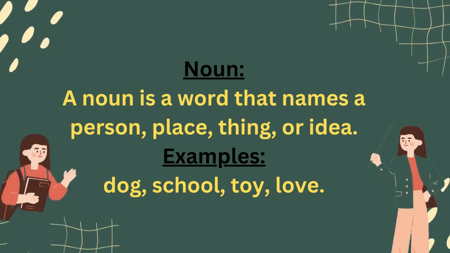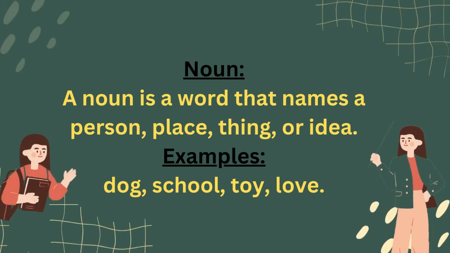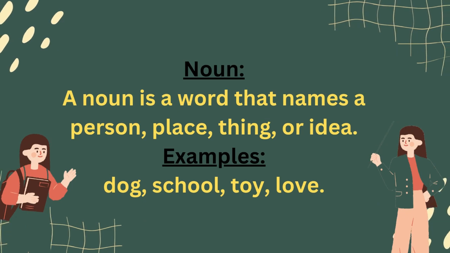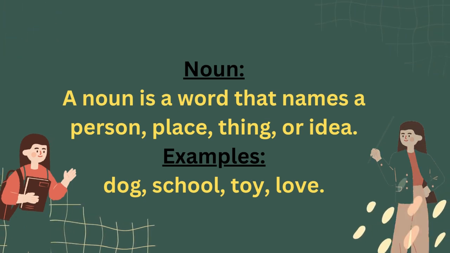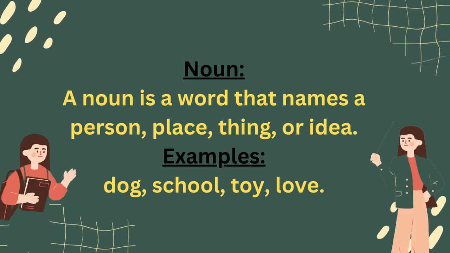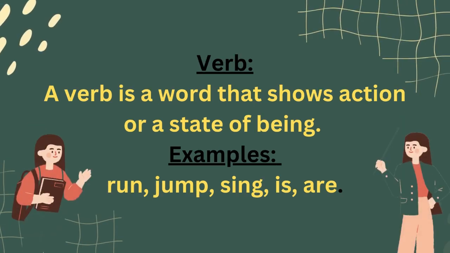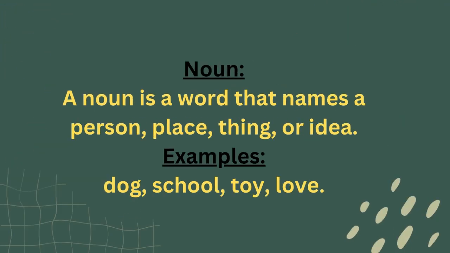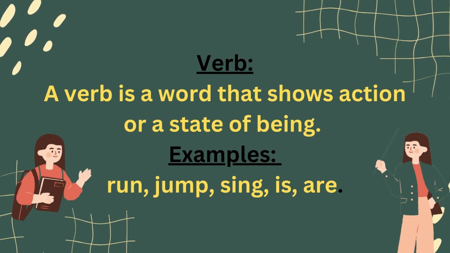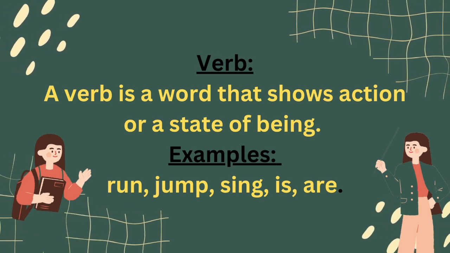Noun. A noun is a word that names a person, place, thing, or idea. Examples: dog, school, toy, love. Verb. A verb is a word that shows action or a state of being. Examples: run, jump, sing, is, are.